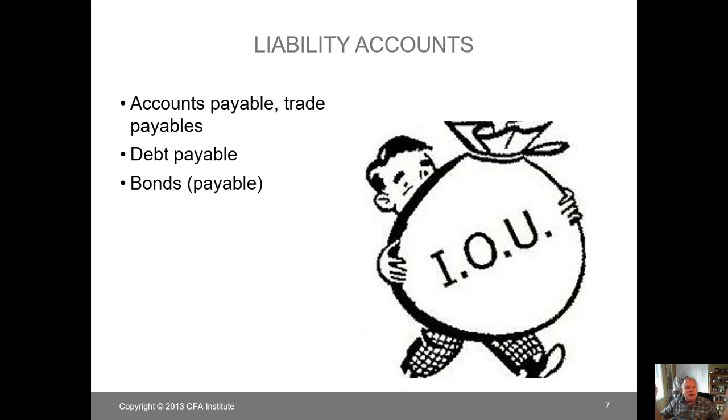Then there are liability accounts: trade payable, debt payable, and bonds. Again, we break this down into short-term and long-term. Those due within a year, those over a longer period of time.